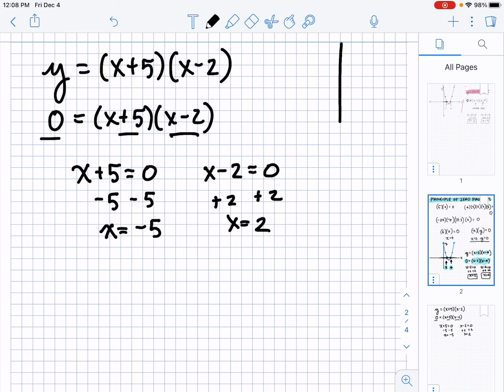And if I wanted to graph this parabola, I would be really close to doing it. I'd have an x-intercept here at 2 and one at negative 5. 1, 2, 3, 4, negative 5, like that.